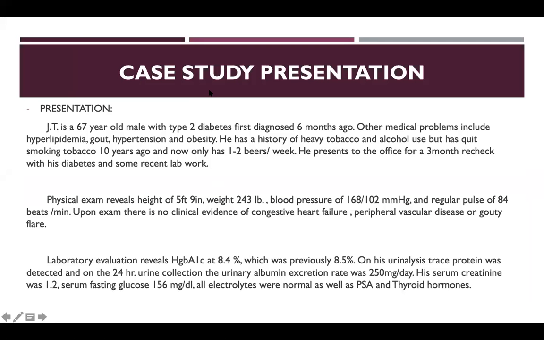The case study presentation is Mr. JT, a 67-year-old male. He has type 2 diabetes, which was newly diagnosed 6 months ago. Past medical history includes high cholesterol, gout, hypertension, and obesity. He did have a previous history of heavy tobacco and alcohol use, but has quit smoking for the past 10 years and now only has about 1 to 2 beers per week.